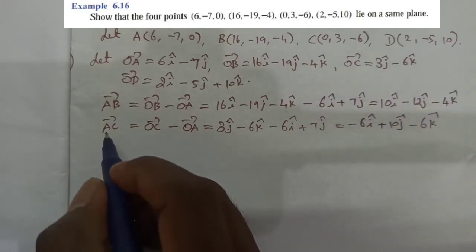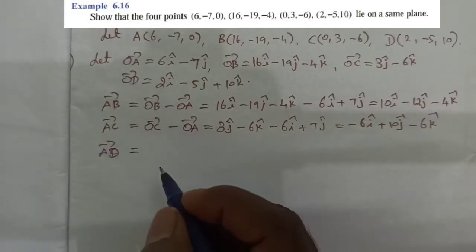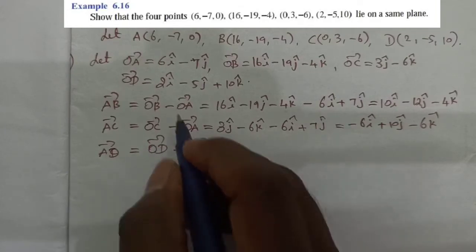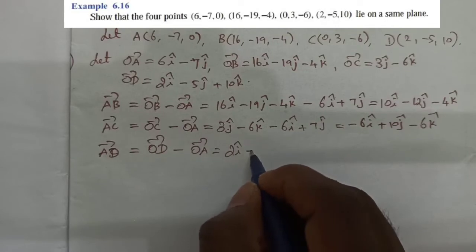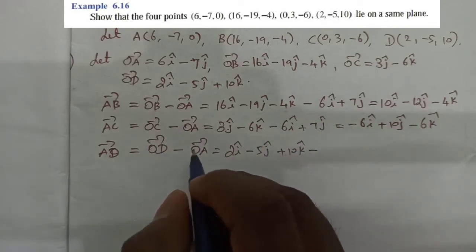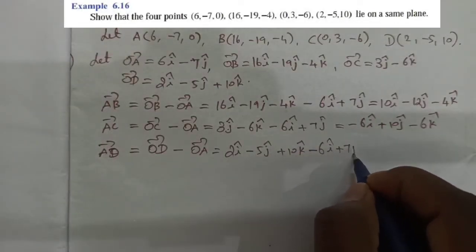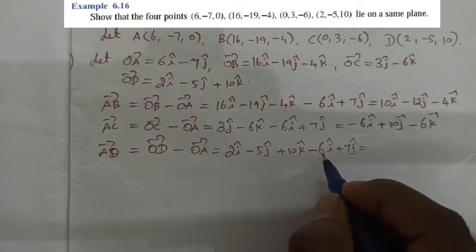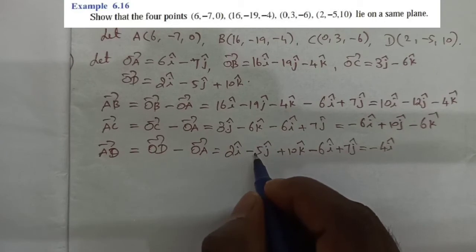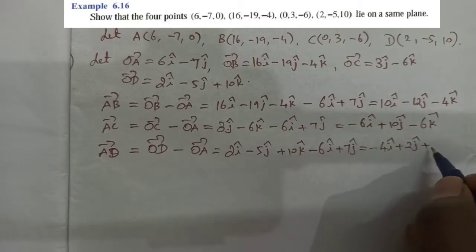Next one, the AD vector. I am going to find the line AD. AD vector is OD vector minus OA vector, which equals 2i cap minus 5j cap plus 10k cap, minus OA value, minus 6i cap minus and minus plus 7j cap. So 2 minus 6 is minus 4i cap, next j cap: minus 5 plus 7 is plus 2j cap, next plus 10k cap.